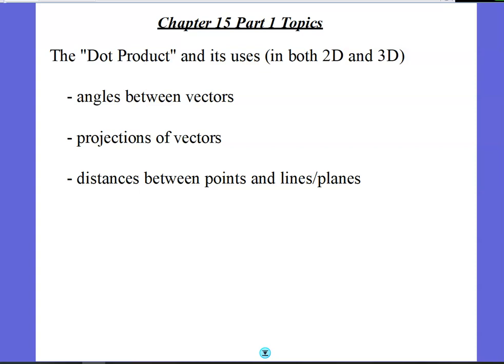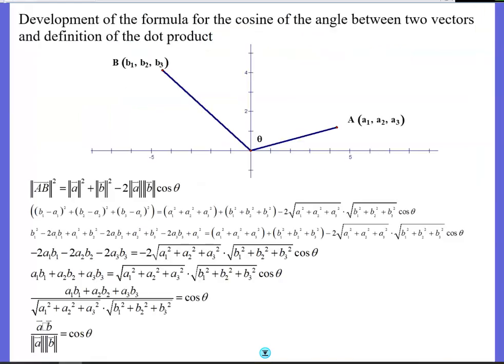So, in this part 1, we're going to talk about this idea of something called the dot product, and what it can do, both in 2D and 3D. The dot product can be used to find angles between vectors. It can also be used to find projection of vectors, and then the distance between points and lines and points and planes. We might also get to something called work, which you might have talked about in physics, so that might also be something that we get to see a little bit of.